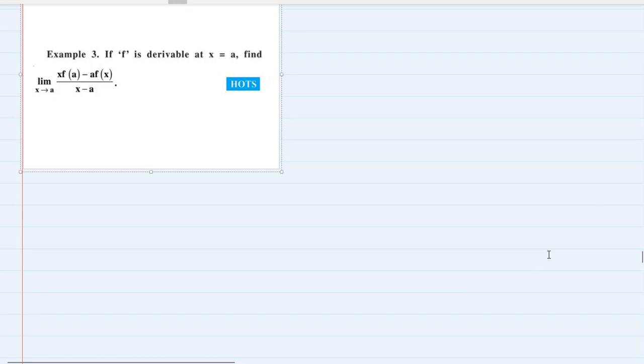How will we do this? We have to find the limit of this function. Or maybe we have to just simplify this, whatever we are seeing. But how will we simplify this? See, one thing which they have given to us, which we can use, is f of x is derivable or differentiable at x is equal to a.